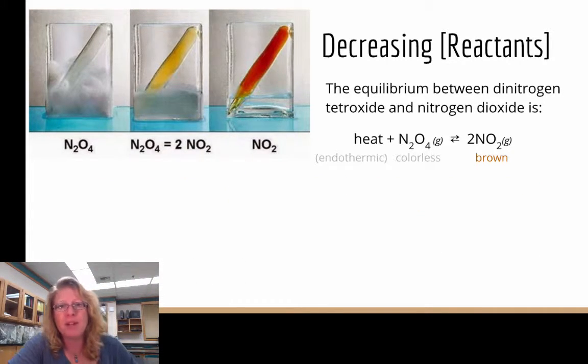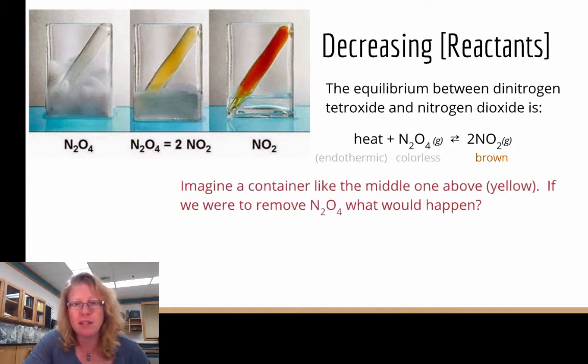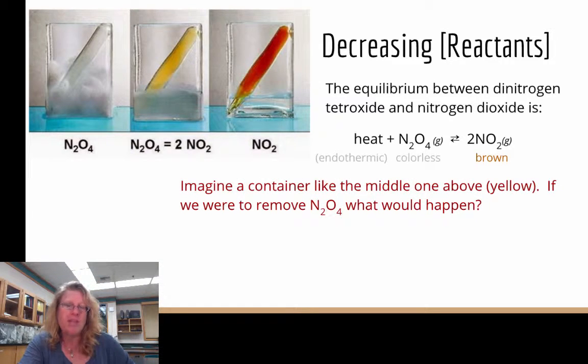So what's going to happen if I do the other one? I'll let you stop and think about this for a second. I didn't do another fish slide on it because I think maybe you could figure it out right now. What happens if I decrease the amount of reactant? So again, in this particular case, start with our yellow container. What happens if I remove the N2O4? So what's this going to do? All right, think about it.